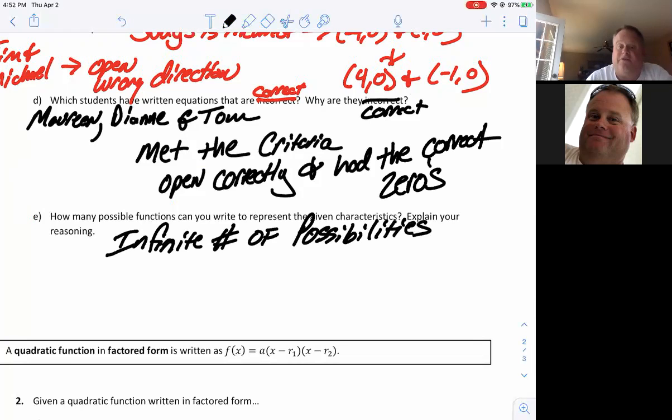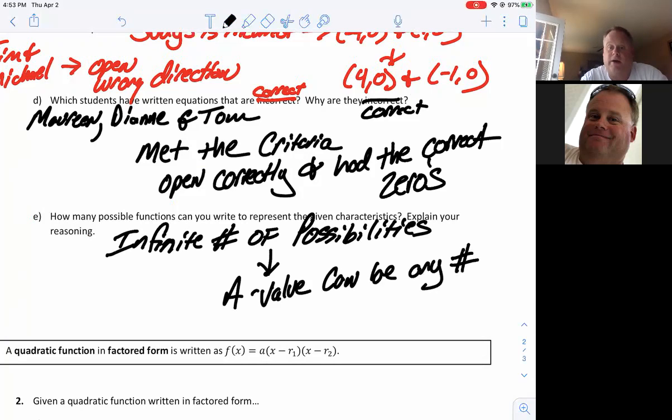And the reason why there's an infinite number of possibilities is because the A value can be any number, right? The A value could be a -1. It could be a -10. It could be a -300. It could be a -1/10. It doesn't really matter what the A value is. As long as I have my roots correct, the A value can be any value there. Okay? So all the A value is going to do is dictate how wide or narrow this parabola is.